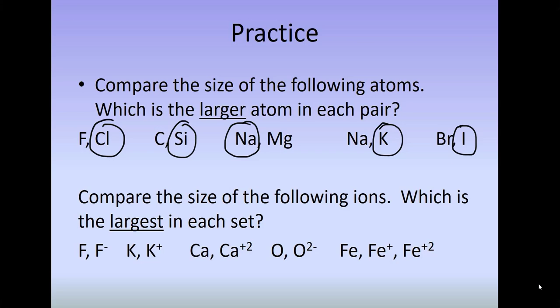Okay. All right, compare the size of the following ions, which is the largest in each set. Coming here to fluorine and fluoride, your anions are always bigger than the atom, so that one's going to be bigger. And then we have potassium atom and potassium ion. The atom's going to be bigger because when it loses electrons, the nucleus is going to pull in the radius tighter. The same thing is going to happen here because this one just lost 2 electrons. Then this one is gaining 2 electrons, so that's going to be larger.